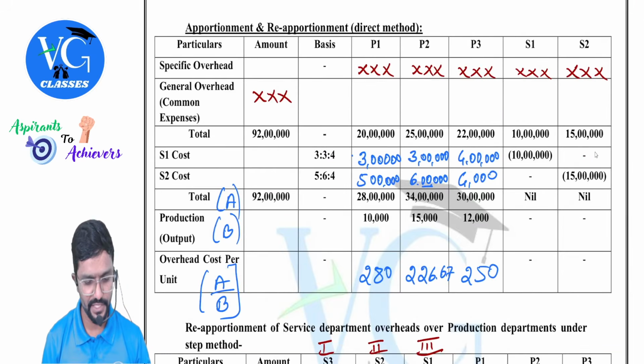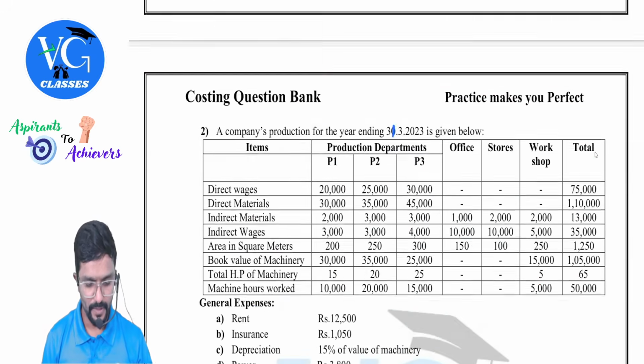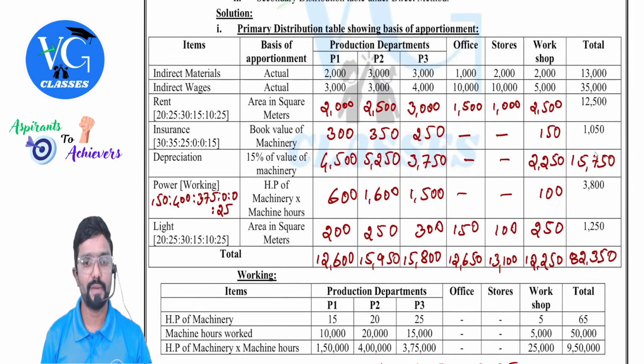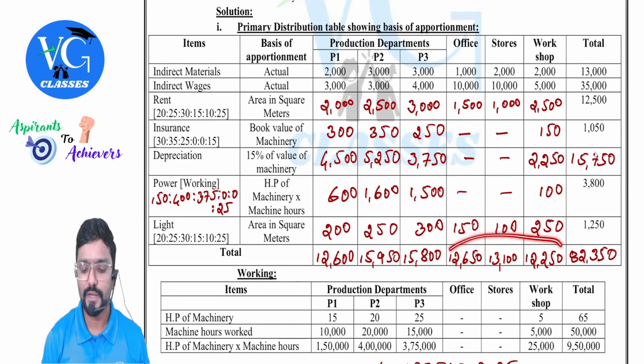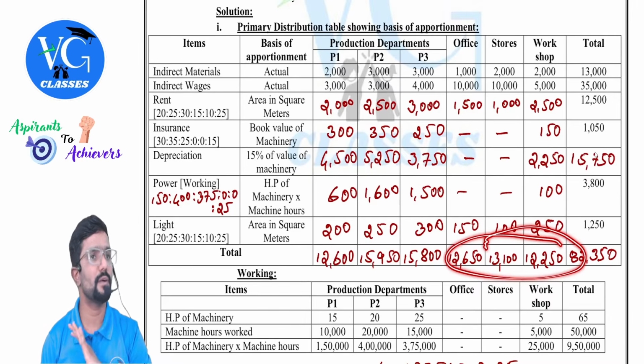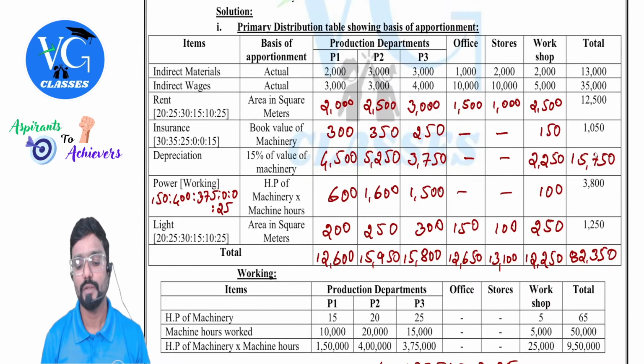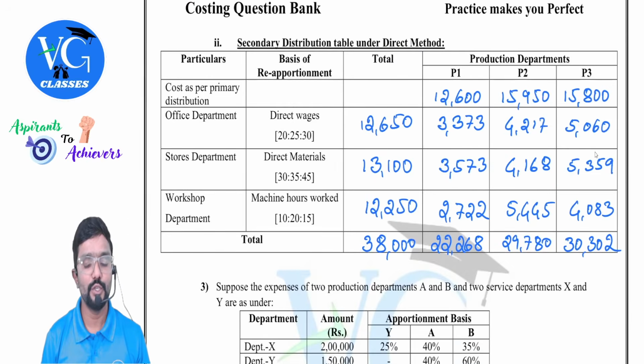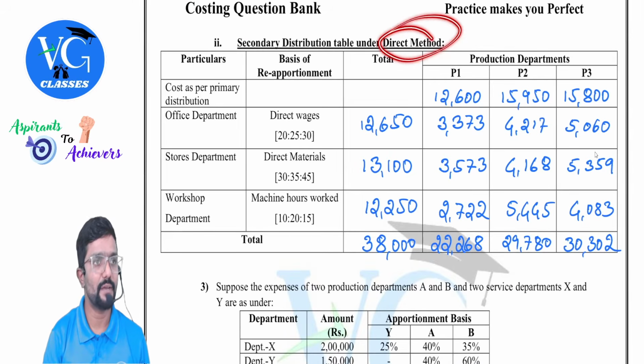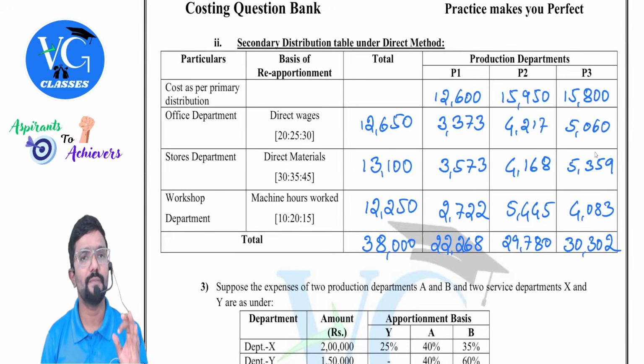I showed you one question, right? That one. So see, this is the primary distribution. Whatever cost we have got for the service departments, office, stores and workshop, is a service department. So they have asked us to do secondary distribution here under the direct method. So we need to believe that service departments are giving services only to production departments.